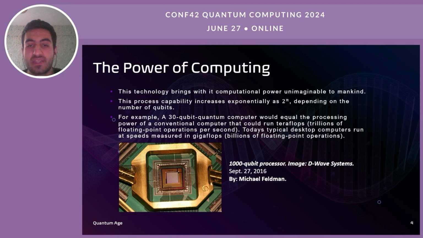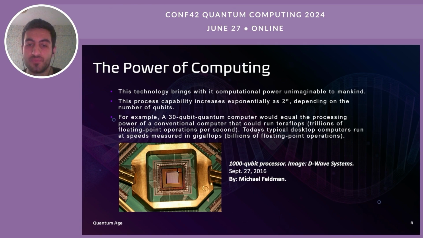This processing capability increases exponentially, as 2 to the power of n, depending on the number of qubits. For example, a 30-qubit quantum computer would equal the processing power of a conventional computer that could run teraflops, trillions of floating point operations per second. Today's typical desktop computers run at speeds measured in gigaflops, billions of floating point operations. That amount of computing power is unimaginable. And how can we use it in material science?